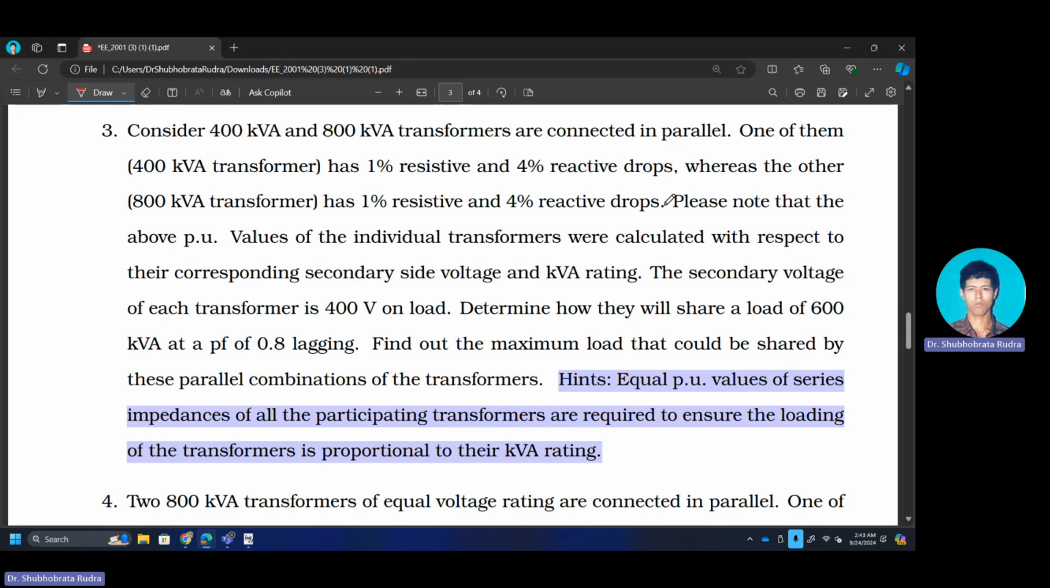Thereafter, what you need to do is just like the previous case. Determine how they will share 600 kVA at 0.8 lagging. So the same thing, 600 kVA, you have to figure out how they will share the load. Find out the maximum load that they could share. This is an important part of this problem. What makes it different from the previous one?